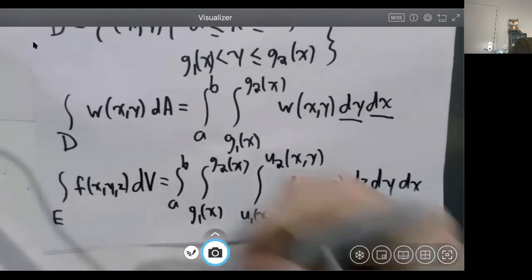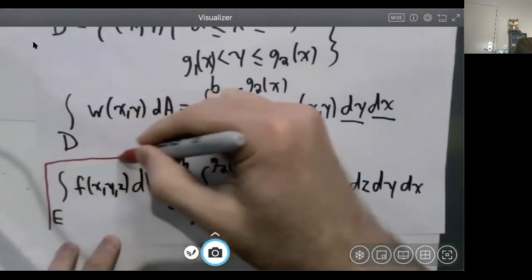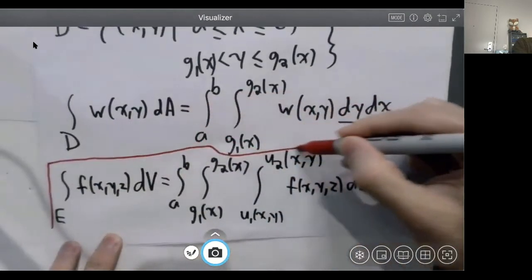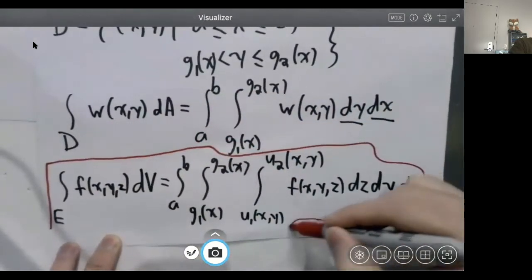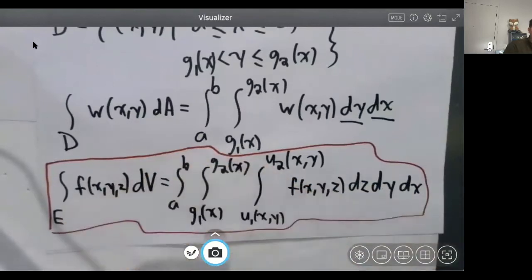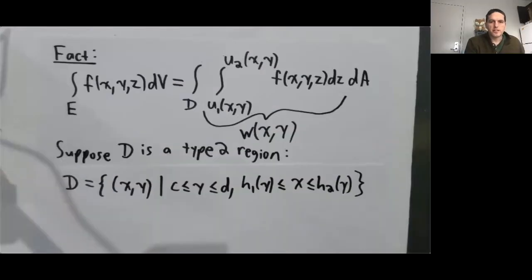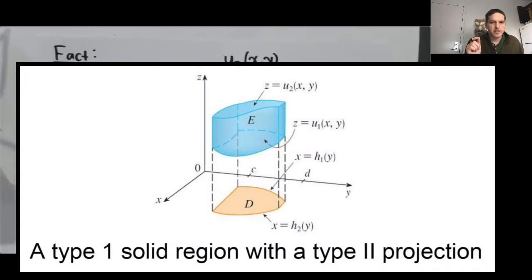This formula, let me put a box around this formula. This is the formula that we will use to evaluate integrals over a type 1 solid. Now, that formula was derived under the assumption that D was a type 1 region in the plane. What if instead D was a type 2 region in the plane?